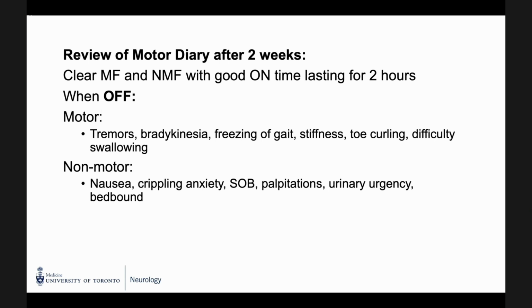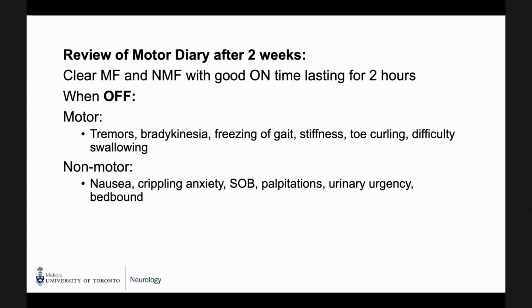And it became quite clear what her pattern was in terms of the response to medication. She had excellent on time for a period of 2 hours out of the 3 of every dose. And when she was on again, her tremors improved, her mood improved. She didn't have any shortness of breath. But when her medication was off in that last hour, she had tremors, slowness. She couldn't walk. She felt she was stiff.